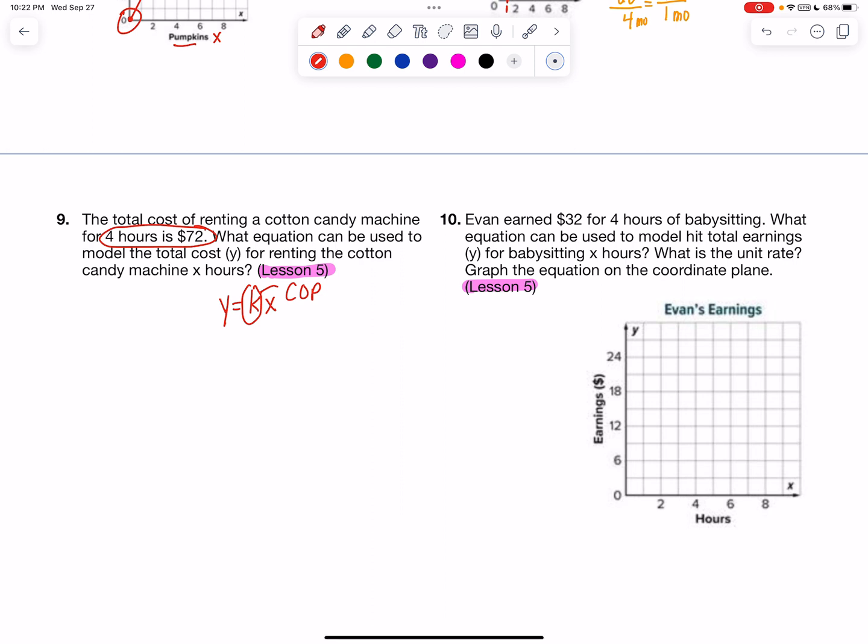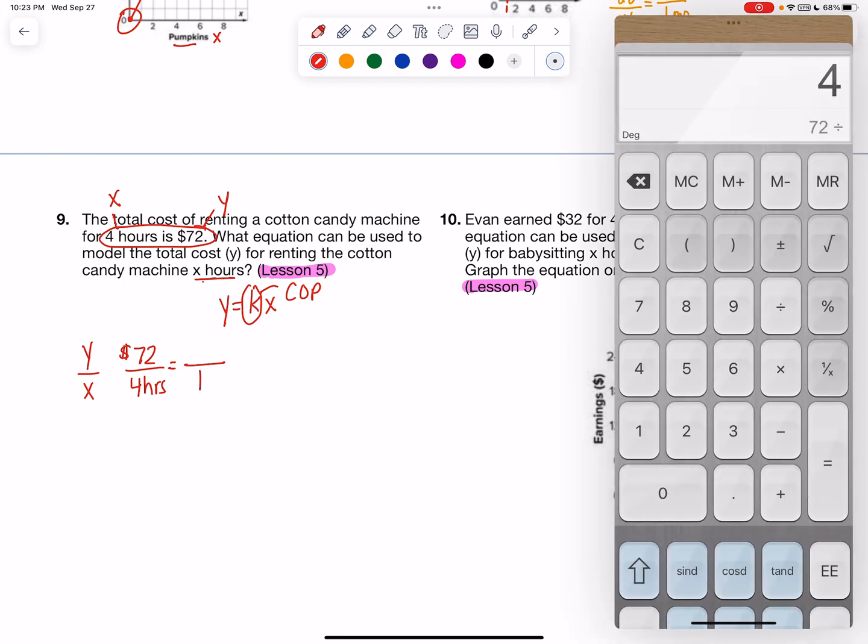Let's look because there's labels. So the total cost is y, and x is the hours. Okay, and remember to find the COP, we're going to do y over x to find the unit rate. So we have $72 for 4 hours. And what is it for 1 hour? Because that's how we find the COP, or the variable k. So 72 divided by 4 is $18.